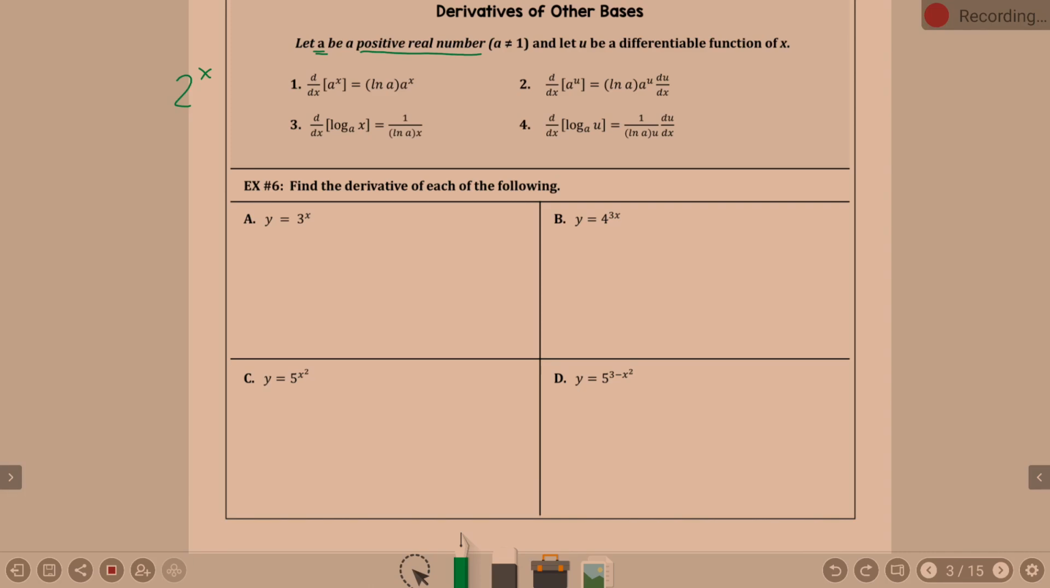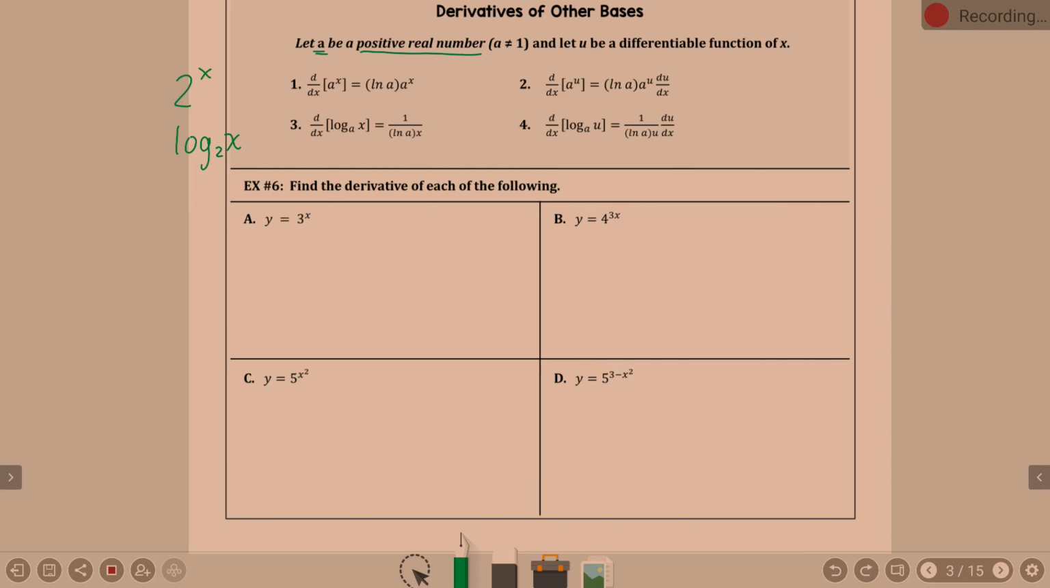And then the other one we're learning today is log. So we know the derivative of natural log, but we don't know log. So this would be, for instance, if you had log base 2 of x. That would be 1 over natural log of a times x. This version over here is if it's something other than x, where you need to use the chain rule.